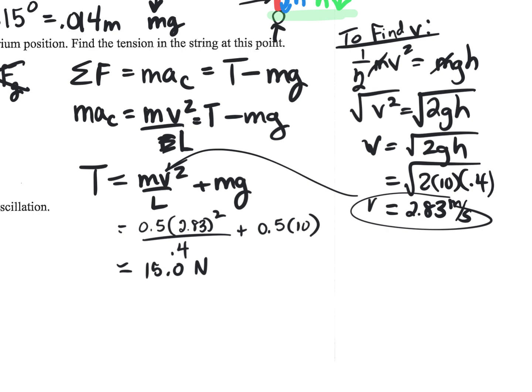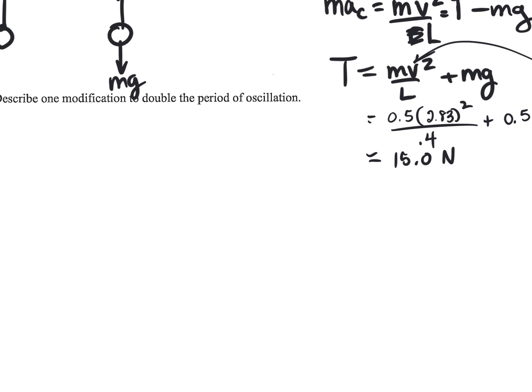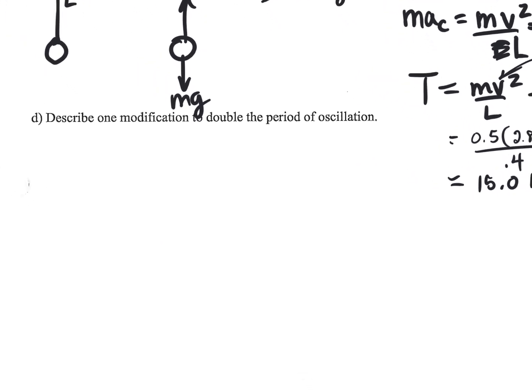Okay. So let's look at the last question. Describe one modification to double the period of the oscillation. So if I want the period to go up and become twice the period, what are the things that I can do to make it twice as big? What is the formula for the period? You get these types of questions a lot on the AP test in the multiple choice section.